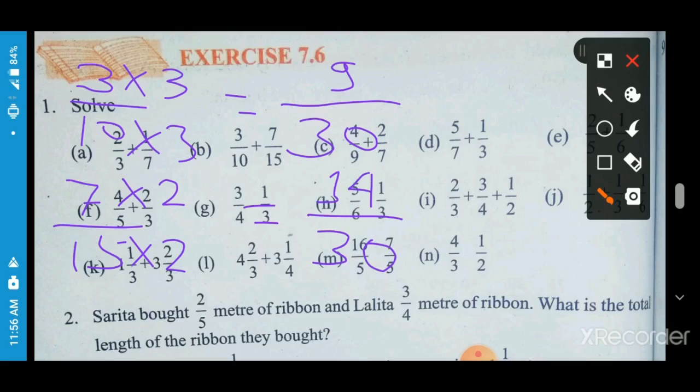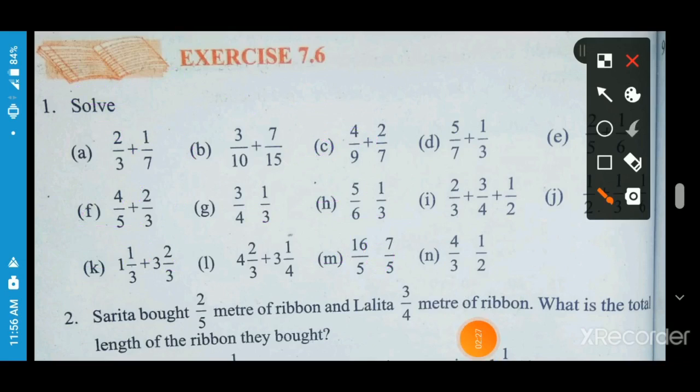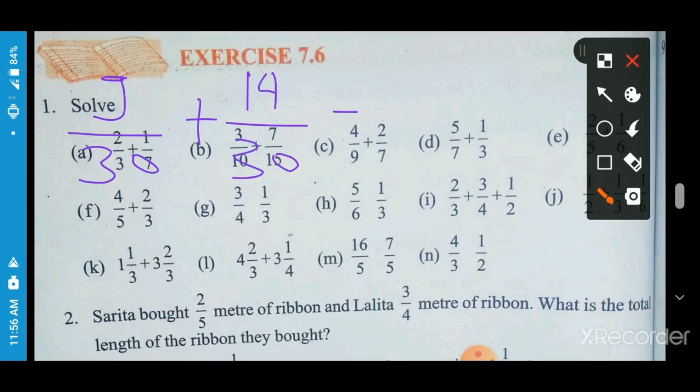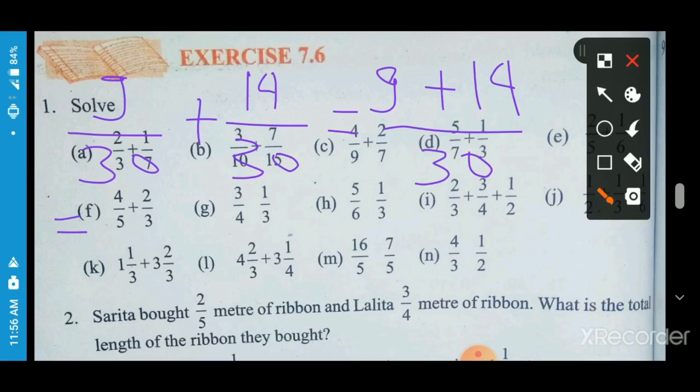Now we are going to add these according to the question. Remember, the new fractions are 9 by 30 plus 14 upon 30. This is equal to 9 plus 14 upon 30. It shows that 14 plus 9, that is 23 upon 30. This is the solution for part B.